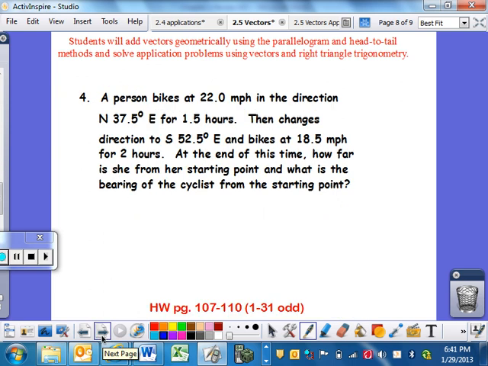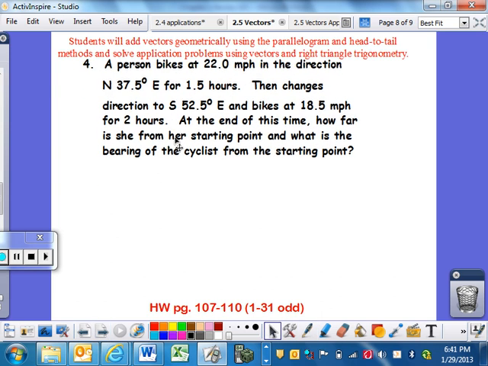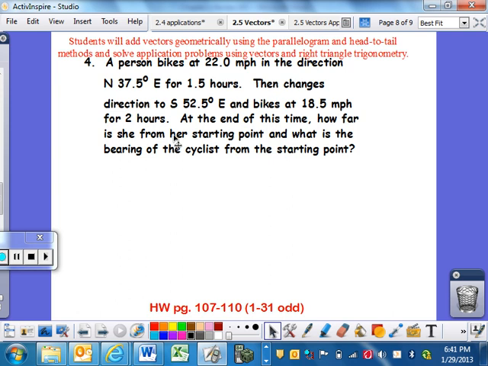Here's the one that gets tricky. We're going to do a bunch of these in class again, but here's where it kind of ties everything together. Not only does it give you a speed, it gives you a time. Okay? So all that does is that really messes up what your side lengths are going to be if they give you a physical time, because it's one thing to travel 22 miles an hour, but if you travel 22 miles an hour for 1.5 hours, how fast do you actually go?